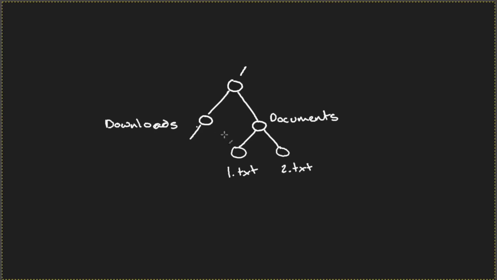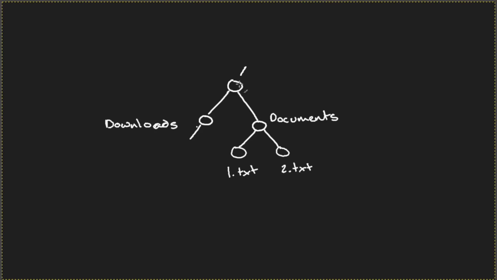So let's say I want to find /documents/1.txt, right? So this node right here. Well, I would start at the top of the tree. So that would be this node right here. Then I would go into this folder downloads, I would see there's nothing there.